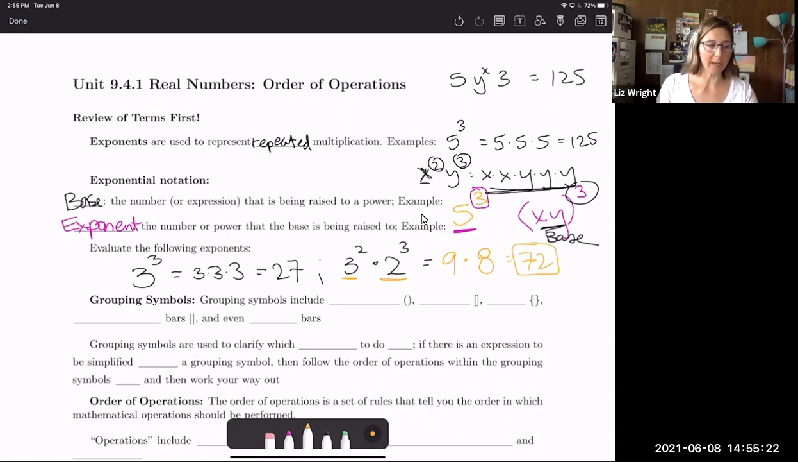All right, so let's talk about grouping symbols. Grouping symbols include parentheses, which is what we saw with the associative property. Parentheses. And then we've got brackets. And I know that kind of looks almost like a rectangle. A bracket's going to look like that. Brackets. Braces, the curly ones that look kind of like that. We've got absolute value bars.